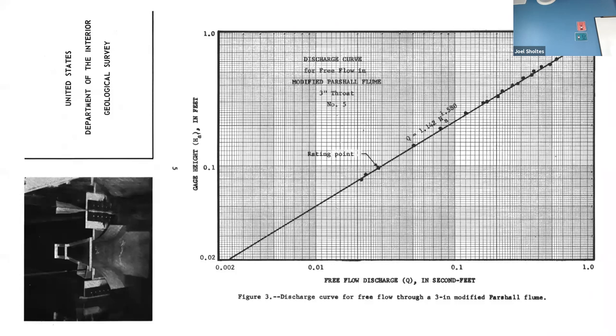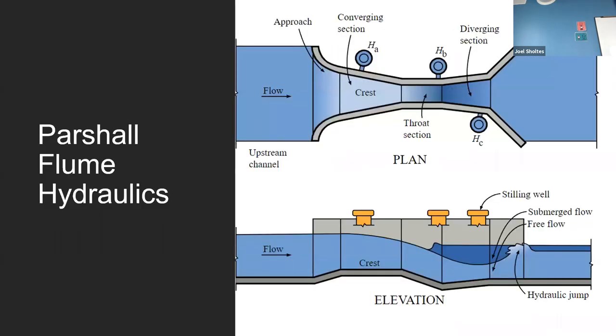So here's the rating curve for a modified partial flume. The modified flume takes this section out, the downstream section, because we don't care about it, but we're only measuring up here. And nothing downstream can influence up here because we go through supercritical flow.